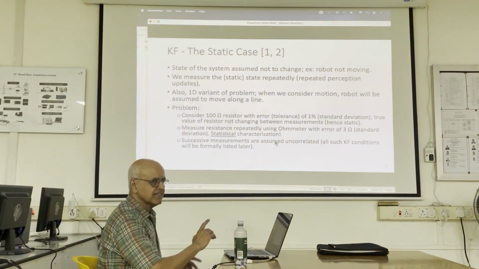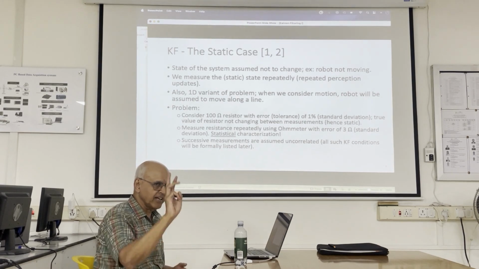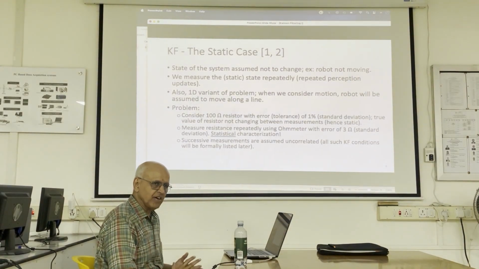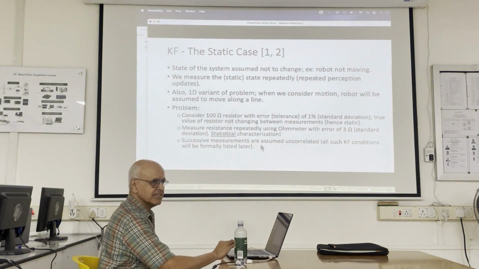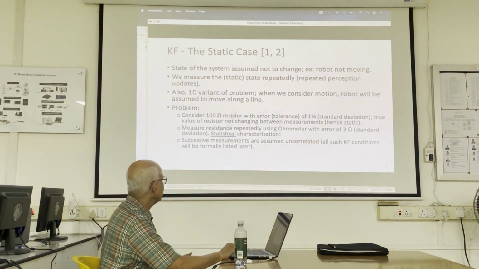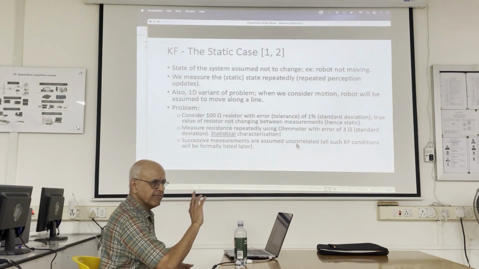So I said that Kalman filtering assumes that all the uncertainties, there are 3 of them, we'll get to them, are modeled by Gaussian functions, right? But we also make other assumptions. When you formally derive Kalman filtering, these assumptions will be listed. Successive measurements are assumed uncorrelated. That means they have no connection.